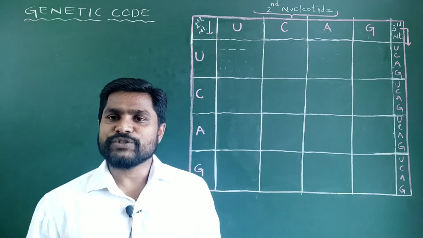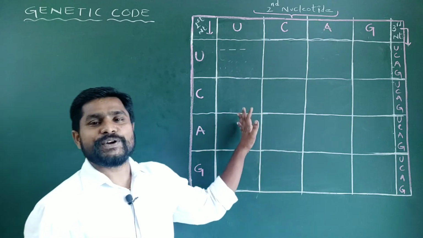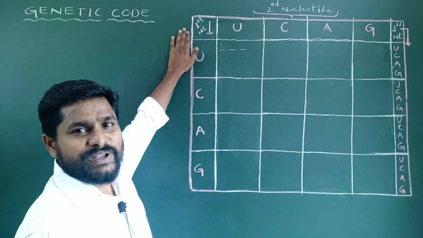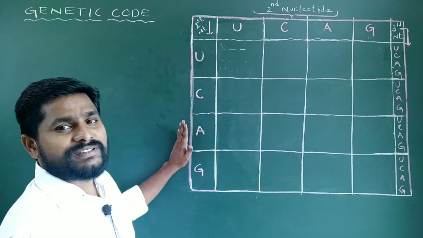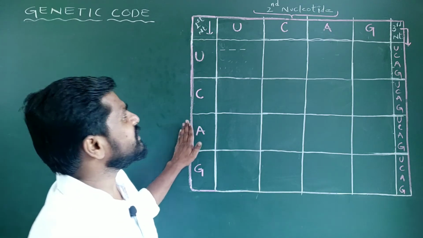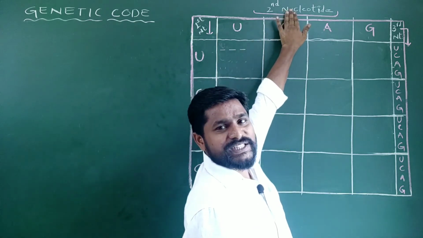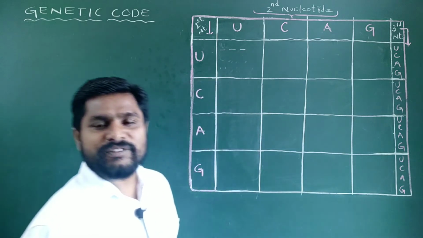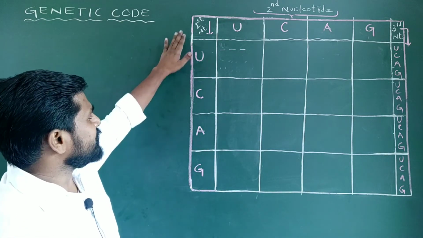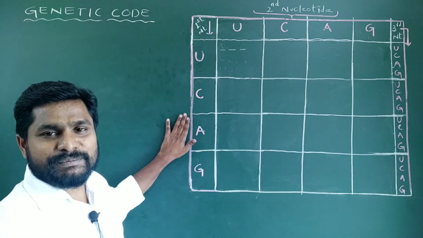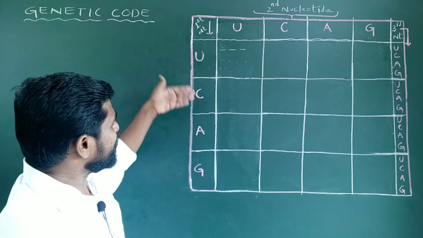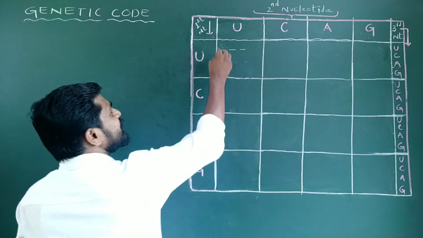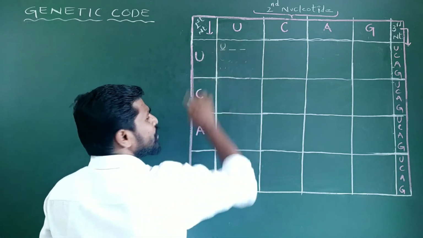Let's get into today's topic, that is the checkerboard of a genetic code, showing the positions of 3 nucleotides of a triplet codon. This is the first position of 3 nucleotides of a triplet codon. This is the second position, and this is the third position of 3 nucleotides of triplet codons. So this is the first position of 3 nucleotides of triplet codon, which means the 4 nucleotides of this vertical column represents the first nucleotide of a triplet codon.